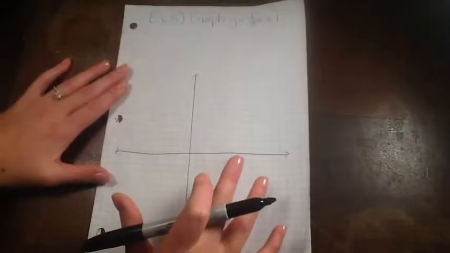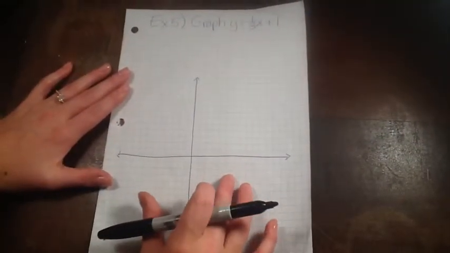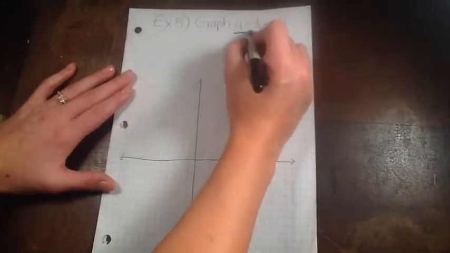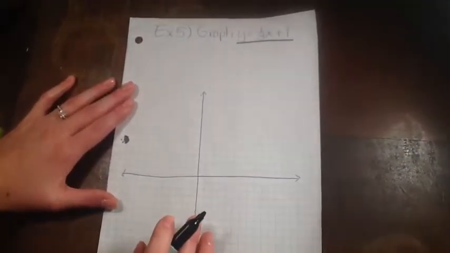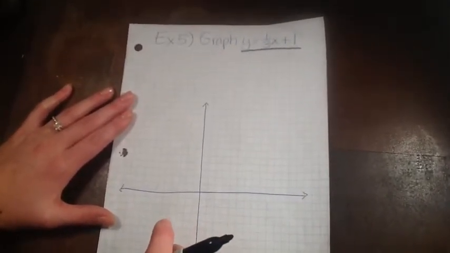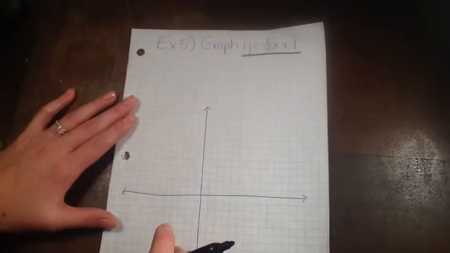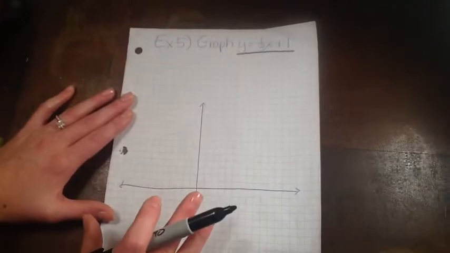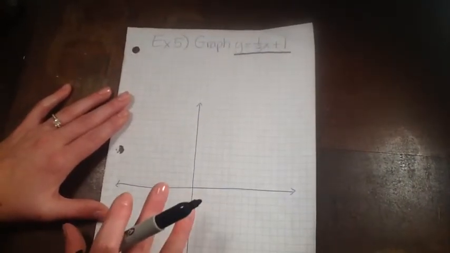Alright, now what I'm going to do is go ahead and show you how to graph a line based off of the slope-intercept form. So first of all, we have y equals 1/3 x plus 1. Now, the first thing you want to do is check to make sure that your equation is in the slope-intercept form, which is y equals mx plus b. So it's in the right form, so I don't have to do anything to the equation first.